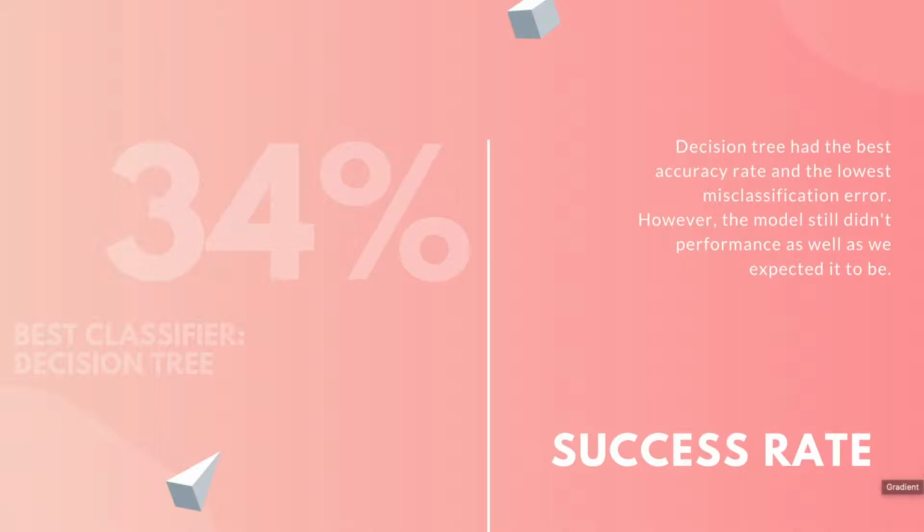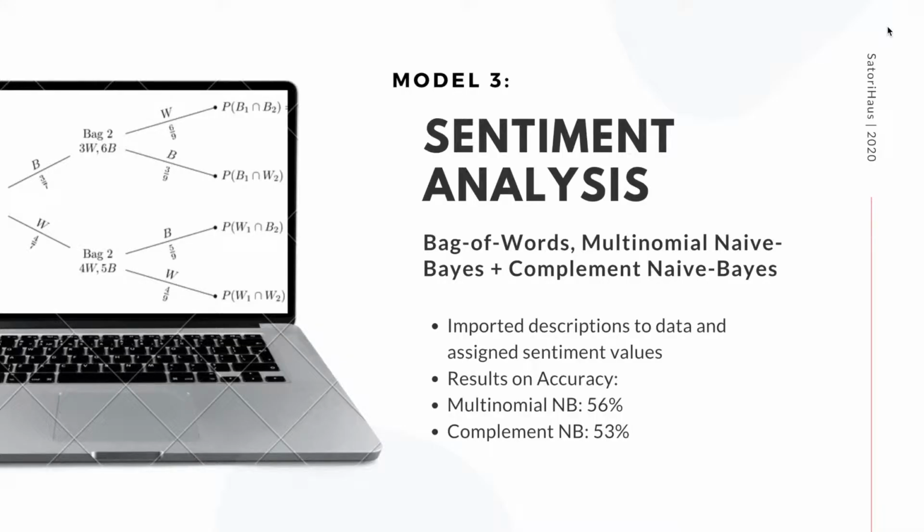Decision tree had the best accuracy rate and the lowest misclassification error. However, the model still didn't perform as well as we expected. So we further extended our model and used sentiment analysis to improve it. We used the bag of words method, and we used the models of multinomial naive Bayes and complement naive Bayes, with the results of accuracy down below.